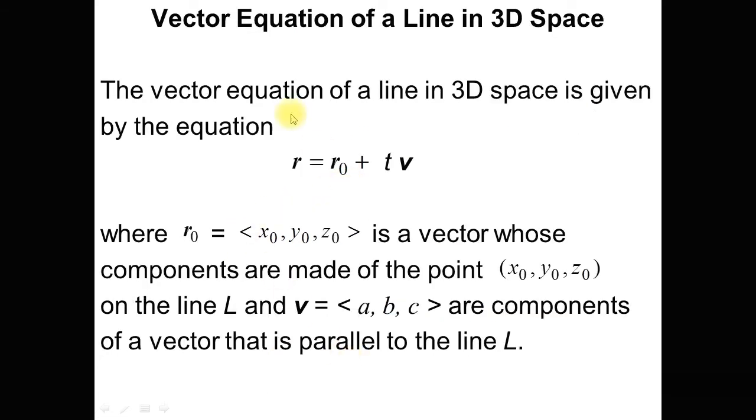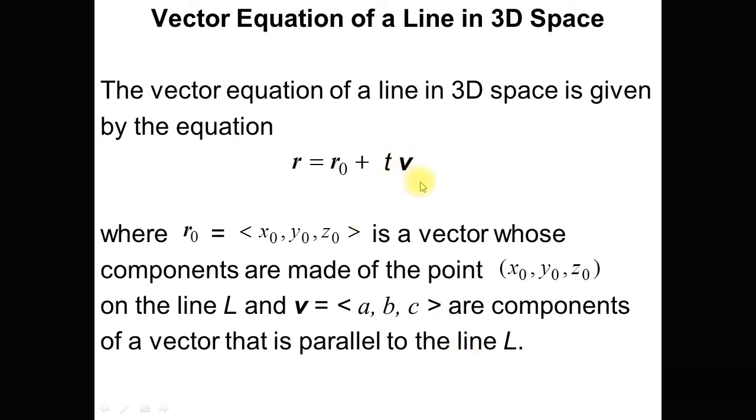The vector equation of a line in 3D space is given by the equation r is equal to r naught plus tv, where r naught is equal to (x naught, y naught, z naught) is a vector whose components are made of the point x naught, y naught and z naught on the line L, and v = (a, b, c) are the components of the vector that is parallel to the line L.